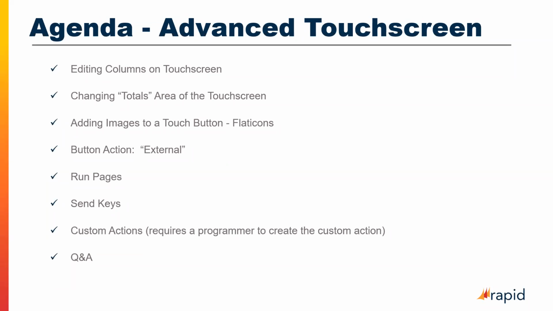Totally. All right. So without further ado, let's run through our agenda. We're going to start with editing the columns on touchscreen. Then we'll talk about the totals area and tell you more about what that even is. We'll talk about adding images to your touch buttons and provide a fun little resource on where you can find those images. We'll talk about our external button action, go through run pages, send keys, talk through custom actions, and then we'll jump into our Q&A.